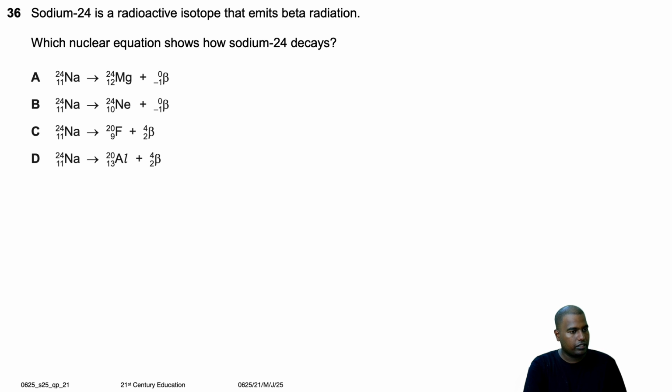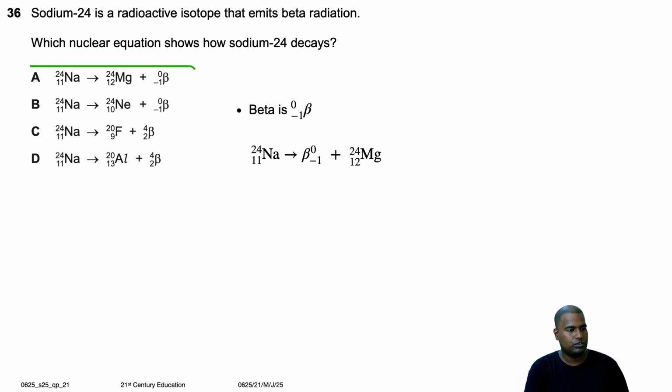Sodium-24 is a radioactive isotope that emits beta radiation. Which nuclear equation shows how sodium-24 decays? It's given with all the detail. It's beta, so beta is 0 and minus 1. The proton number will increase by 1, and there is no change in nucleon number. So sodium-24 (11 protons) gives beta plus magnesium, with the proton number increased by 1 and the nucleon number unchanged. If you add everything, it should add up. 11 is 12 minus 1, 24 is 0 plus 24. Yeah, it adds up. So option A.